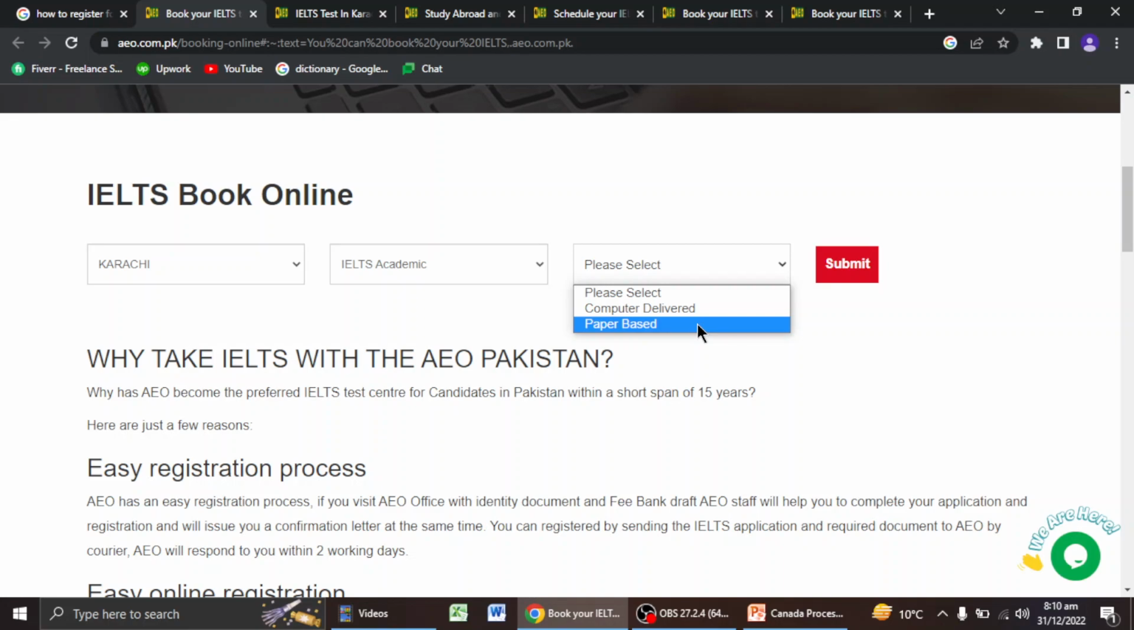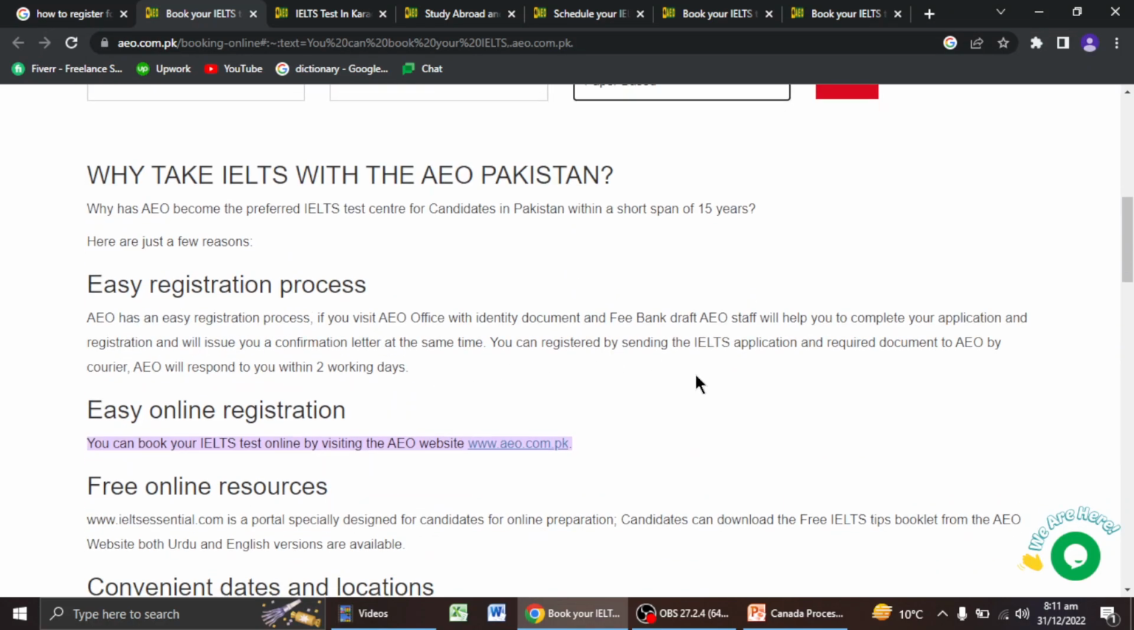So if you're in a bit of a hurry, I think you should go for the computer delivered one, but you need to make sure that you get your result within the 5 days of taking the test or within a week of taking the test. I heard it from someone, but I couldn't find it on the website, right? So you need to contact the IDP personnel and ask them about it. But from my experience, I took the paper based one.